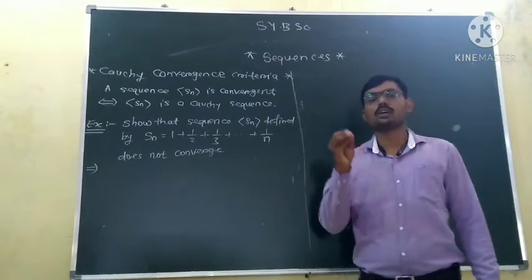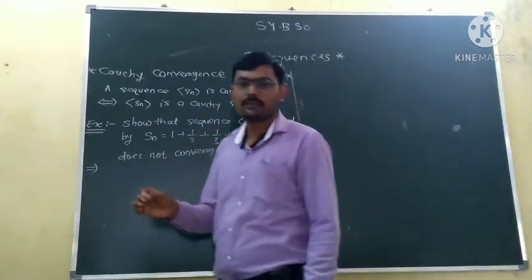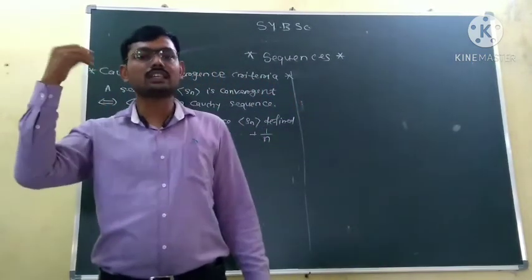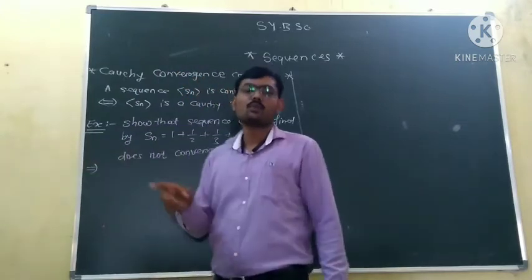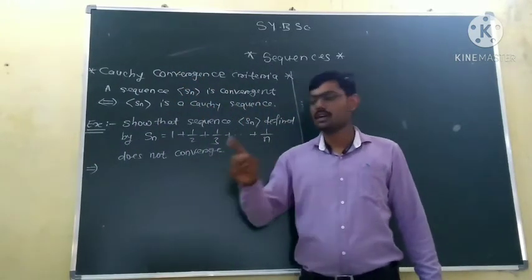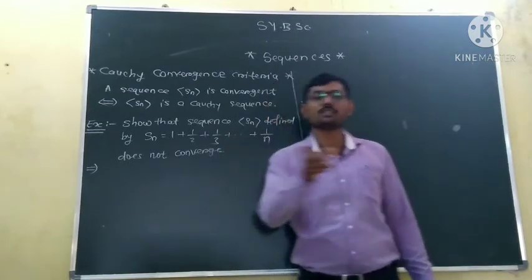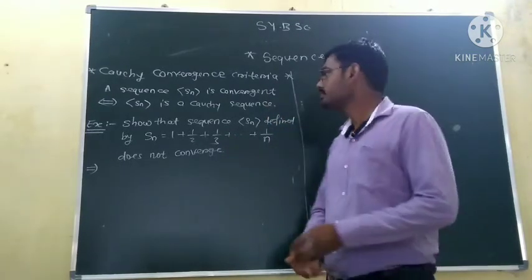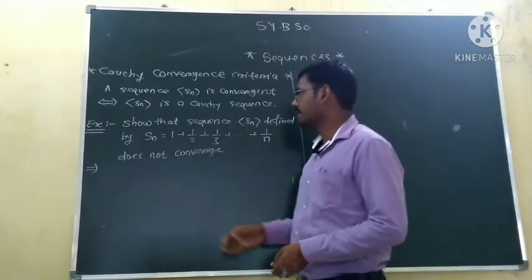So if we have to prove a sequence is convergent, then instead of using our general definition of convergent sequence, we can use the definition of Cauchy sequence. If we show a sequence is a Cauchy sequence, then the sequence is convergent. Now we will see an example.